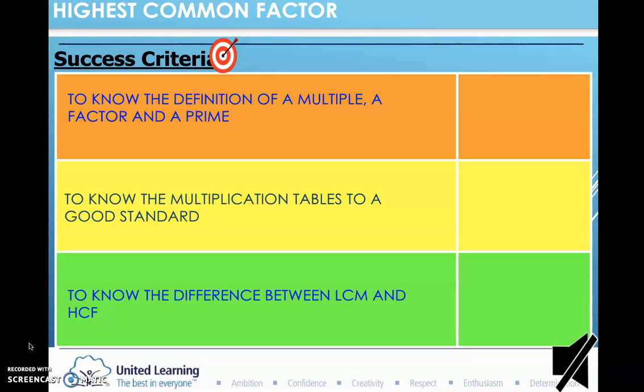Here are our new success criteria points. So again, to know the definition of a multiple, factor and a prime. Again, to know the multiplication tables to a good standard. But today, it's now to know the difference as well between lowest common multiple and highest common factor.